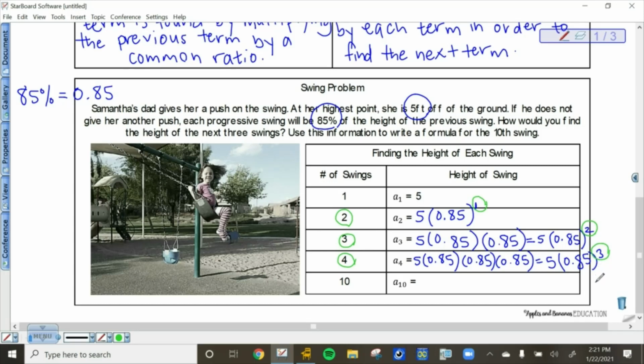What's the difference? Or what's the relationship? Yeah, 1, 2, 3, 2, 3, 4. So our term number is 1 greater than the power number. So when we go to write an equation for the 10th term, we're going to follow the same pattern. We're going to say 5 times 0.85 to what power?